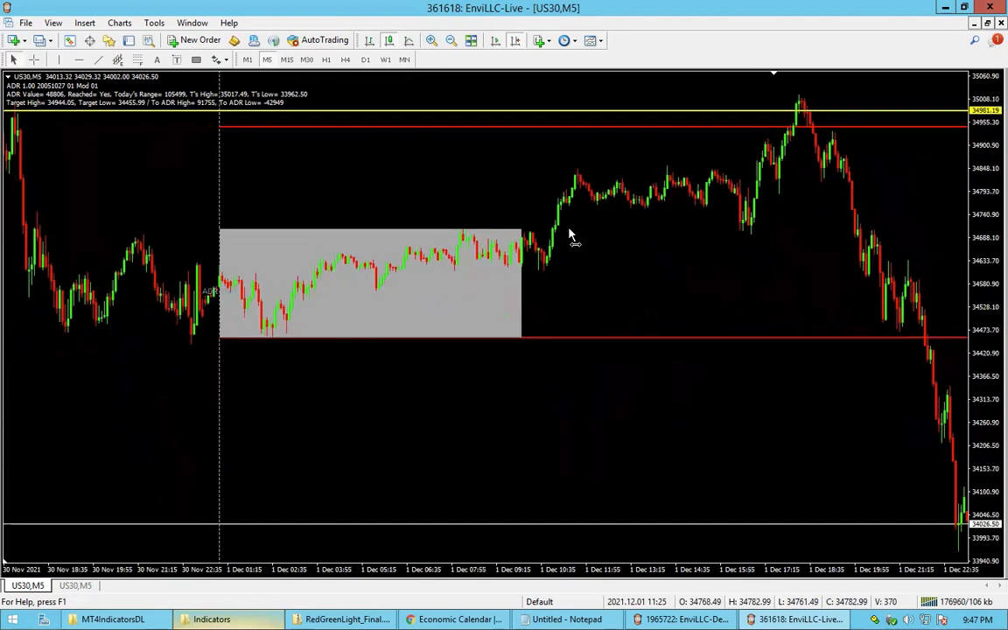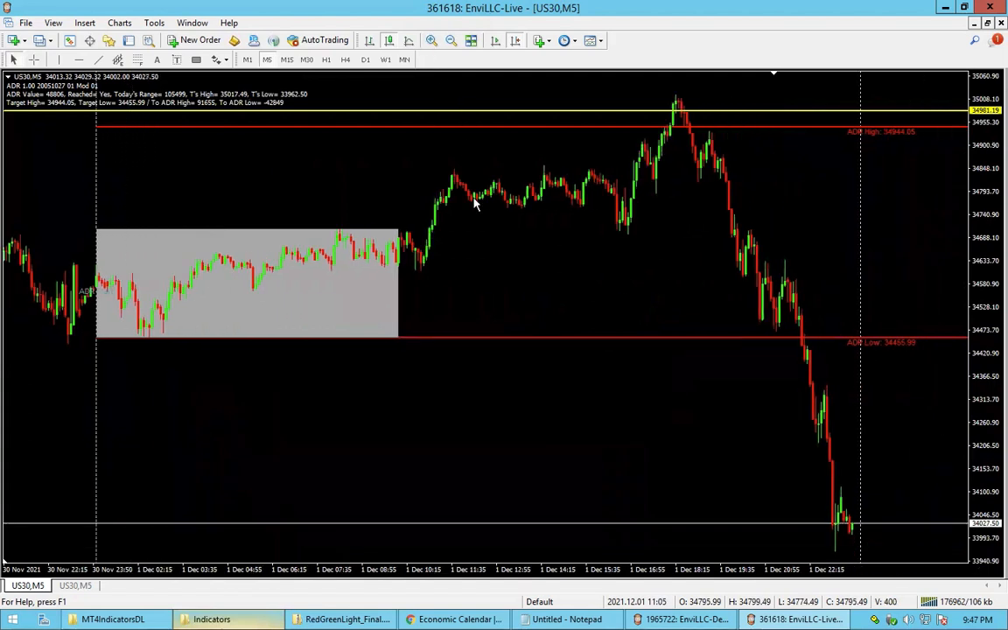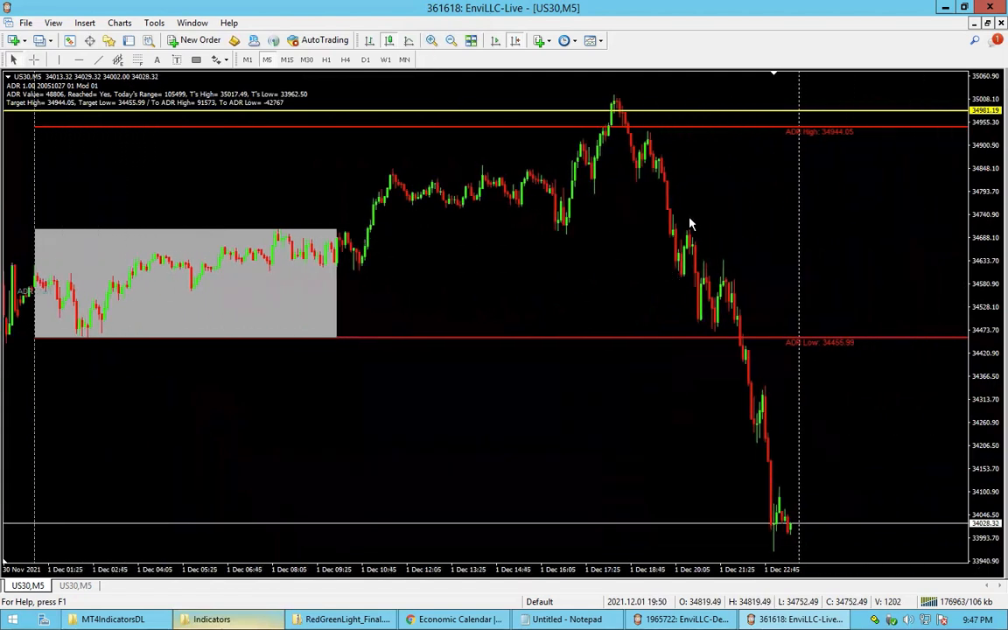Then at the equivalent highs, let's zoom in here. At the equivalent highs, you can see what?